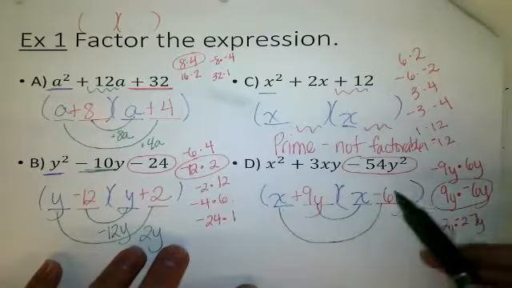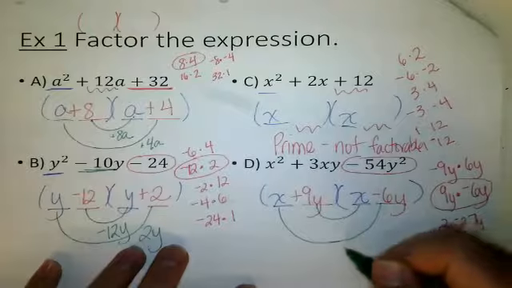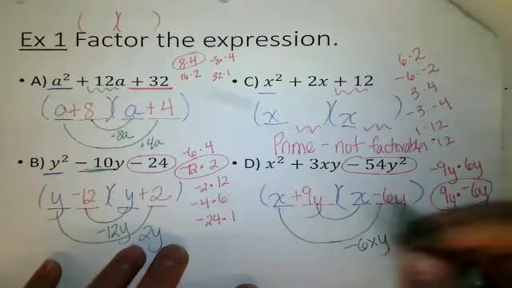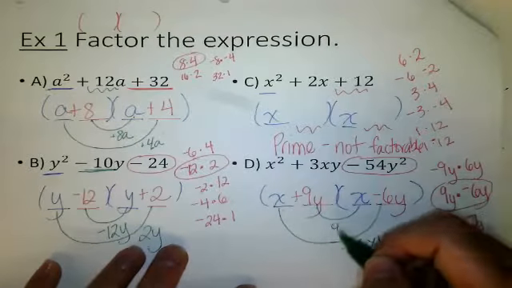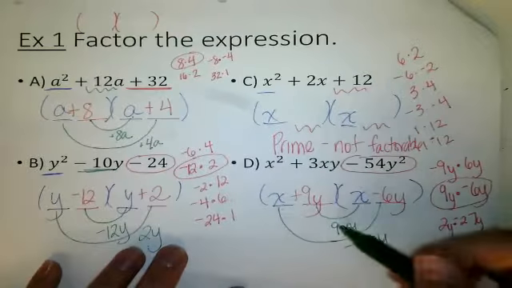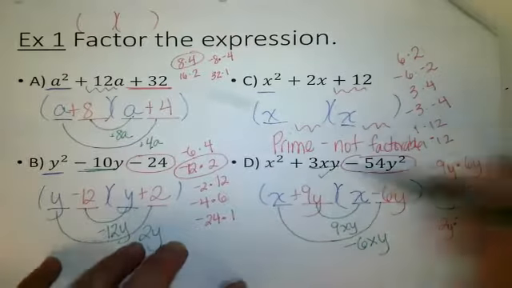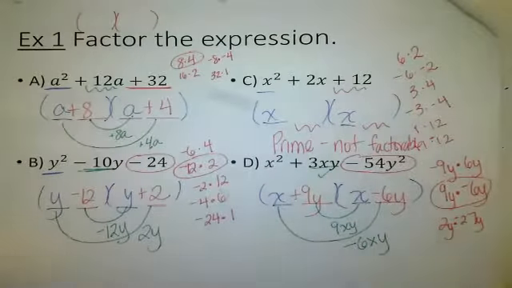What do you get when you multiply here? 6xy, and on the inside? Plus 9xy. Good. And 9xy minus 6xy is 3xy. So we did it correctly. Good. All right. Raise your hand if you totally get those.